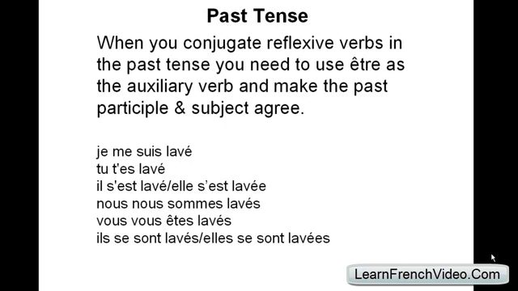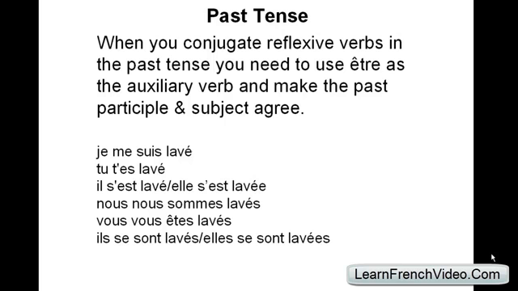Je me suis lavé. So I washed myself. So if you were using avoir as your auxiliary verb, it would be je me ai lavé. That's wrong. You have to use être. So je me suis lavé. If I were a woman, that lavé would have two e's.